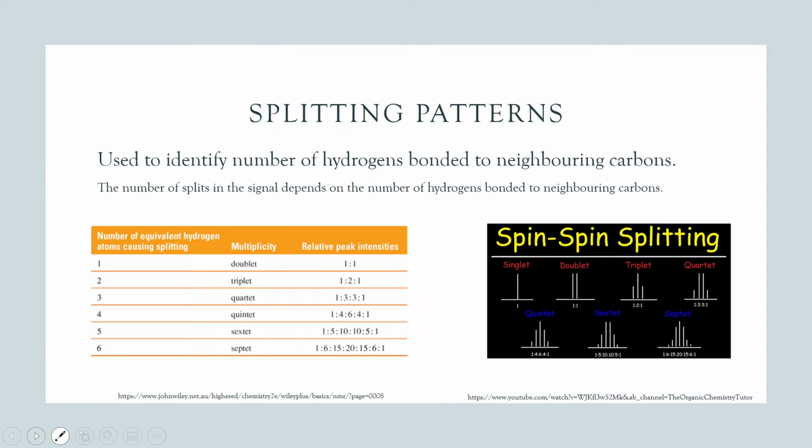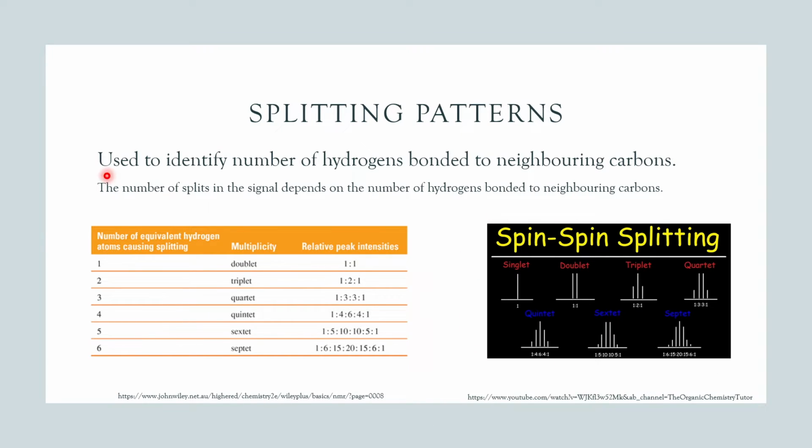We don't just get doublets and triplets. We have all sorts of other splitting patterns. We can have quartets, quintets, sextets, and septets, for example. And you will see what we call relative peak intensities, so ratios of heights. The outermost peaks in the splitting pattern will be the smallest, and that can be visualized in this diagram here.